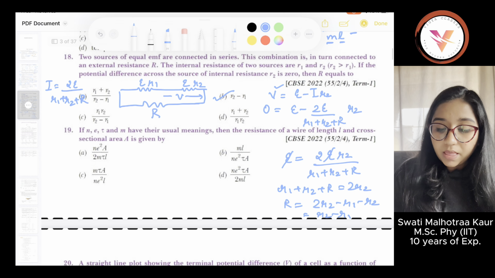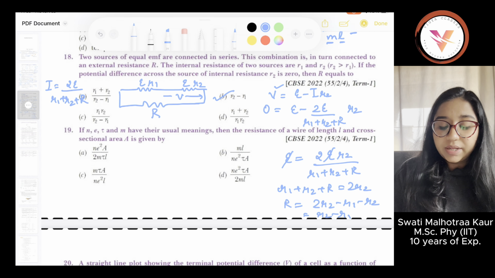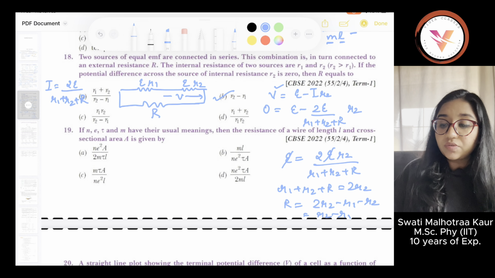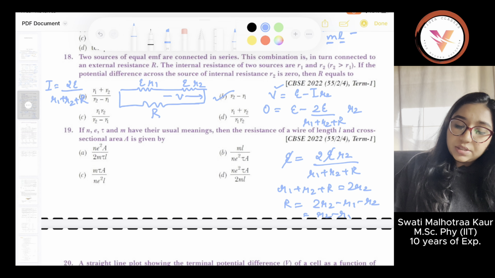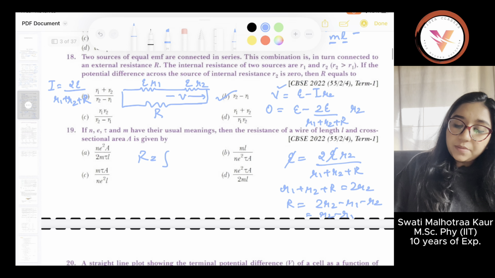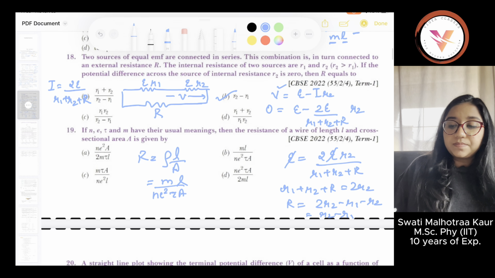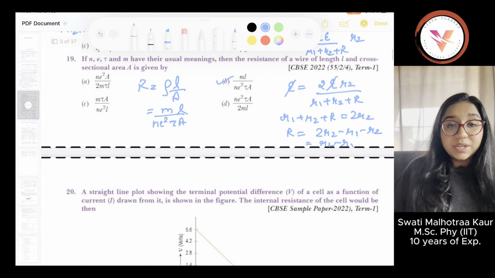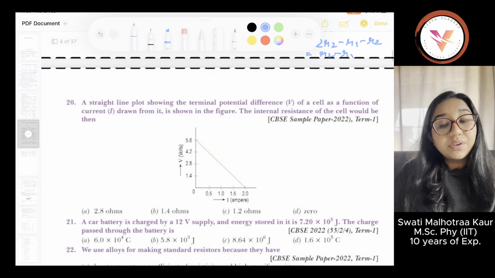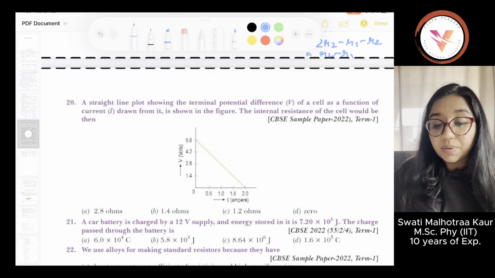Okay, so the next question is: if n, e, τ, m have their usual meanings, then the resistance of the wire of length L and area A is equal to ρL by A, where ρ is m upon n e squared τ. This was asked in 2022, just the formula. The formulas of current electricity are really very important, so you have to remember all the relations.